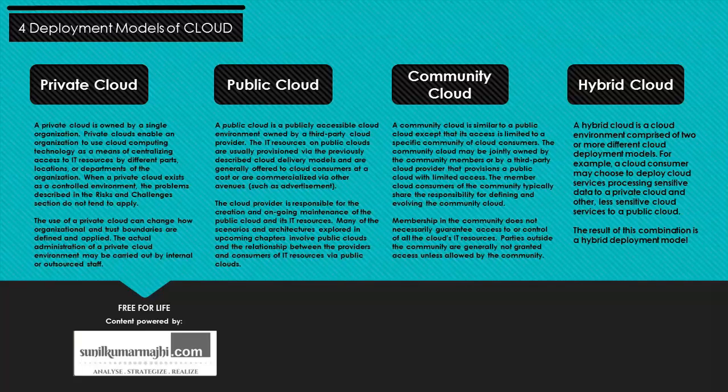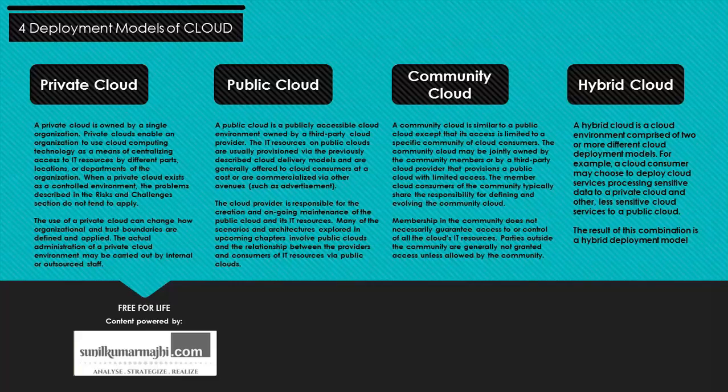Private cloud: a private cloud is owned by a single organization. A private cloud enables an organization to use cloud computing technology as a means of centralizing access to its IT resources by different parts, locations, or departments of the organization. When a private cloud exists as a controlled environment, the problems described in the risks and challenges section do not tend to apply. The use of a private cloud can change how organizational and trust boundaries are defined and applied. The actual administration of a private cloud environment may be carried out by internal or outsourced staff.